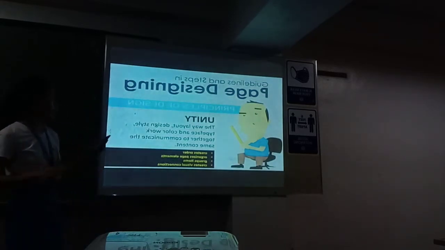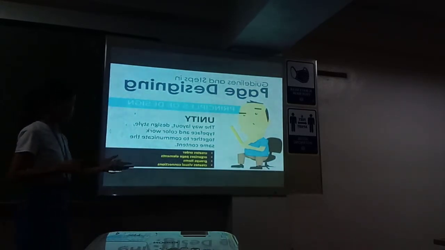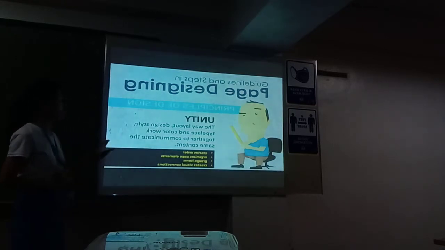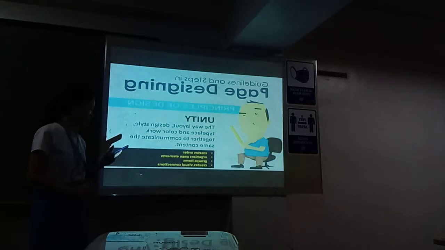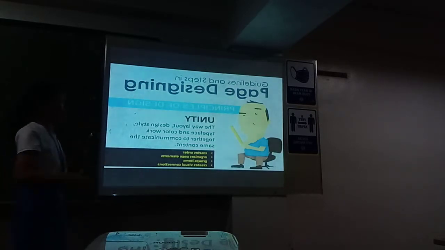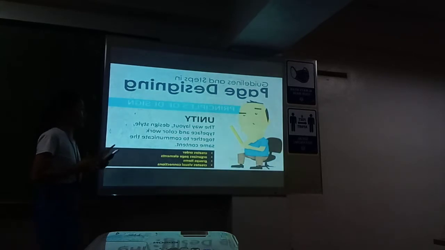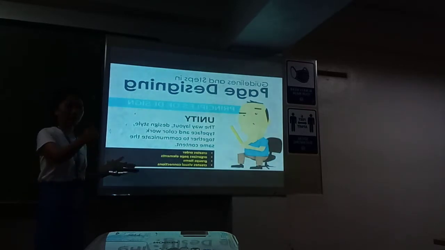First we have unity. As you can see, its definition is the way layout, design style, type, space, and color work together to communicate the same content. So when I say unity, it is what we call harmony, the harmony produced by all elements in a design piece. Meaning we are going to make sure that the design we make portrays or represents a clear message or relationship among the elements in the design piece.